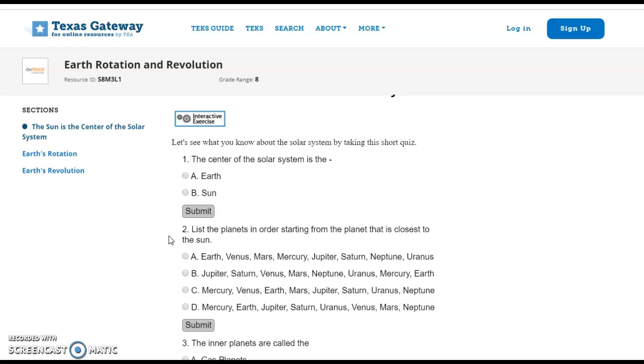You may remember me saying at some point during class that I had a mnemonic that I used when it came to listing the order of the planets in our solar system. You may remember me saying, my very educated mother just served us nachos. That may help you remember the order of the planets.